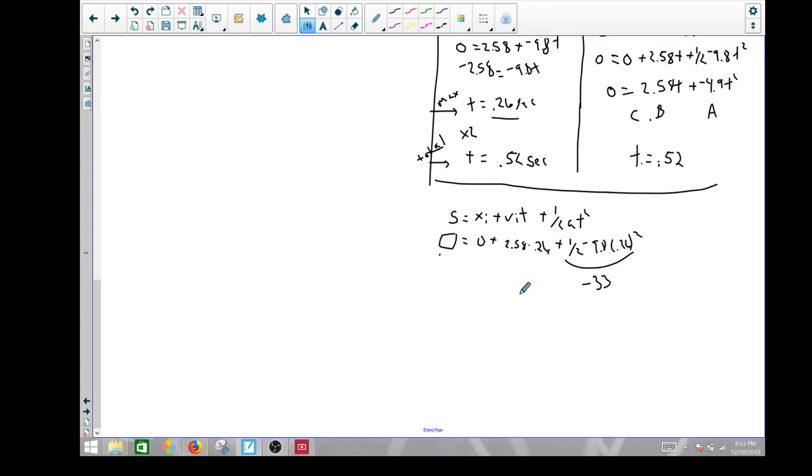Let's see here. I did that math wrong here. So we'll see why I know my math is wrong. Okay, this component cannot be bigger than this component. So this one, 2.58 times 0.26. 2.58 times 0.26 equals 0.67. That would give me a negative height, 0.67.